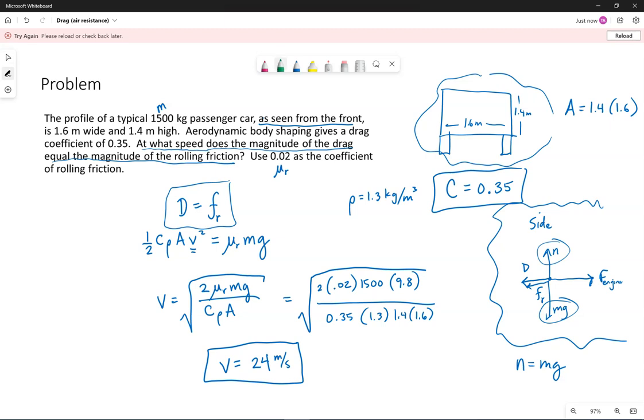We can work that out if we want. The mass is kilograms. The mu does not have units. The 9.8 is meters per second squared. The C does not have units, but rho has units of kilograms per meter cubed. And then meters times meters. So these two meters cancel out with two of those. The kilograms cancel. This meter comes to the top, so we have meters squared per second squared, but we will be taking the square root, and so we end up with meters per second as our answer.